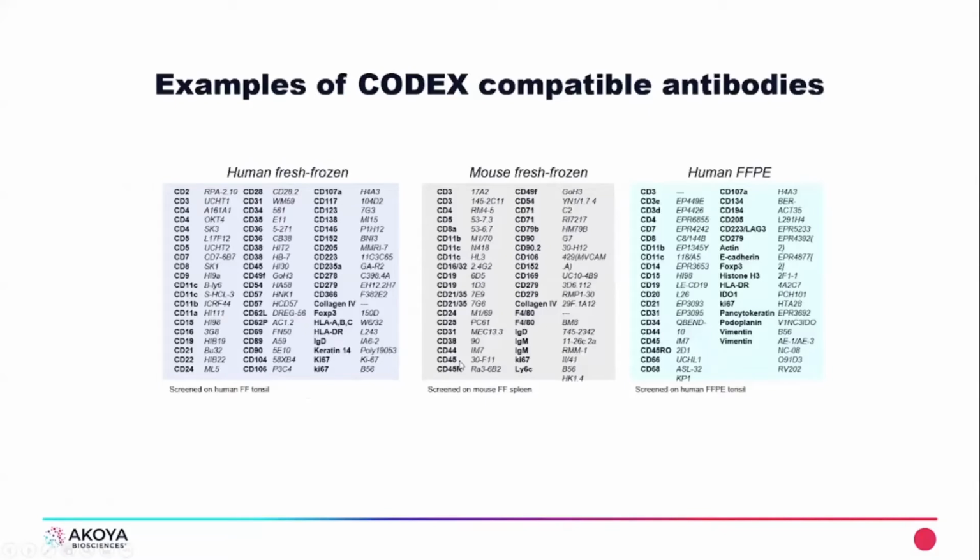So what tissues are compatible with Codecs? Well, human fresh frozen, mouse fresh frozen, and human FFPE are all compatible with Codecs, and here's some antibodies that have been used in Codecs experiments. Now that's not to say that Codecs is necessarily limited to these tissues. This is simply showing what antibodies we've seen being used for Codecs experiments, and primarily that's on human fresh frozen, mouse fresh frozen, and human FFPE tissue.